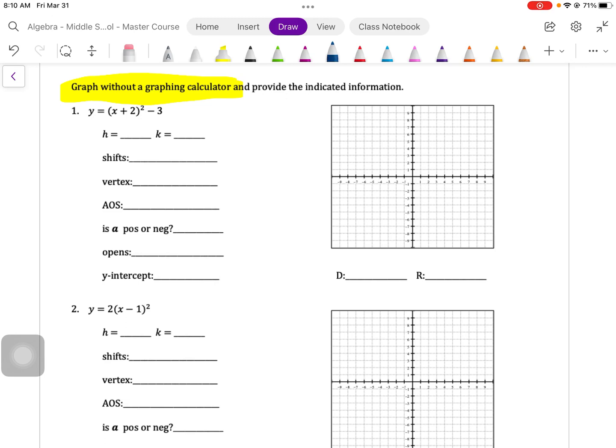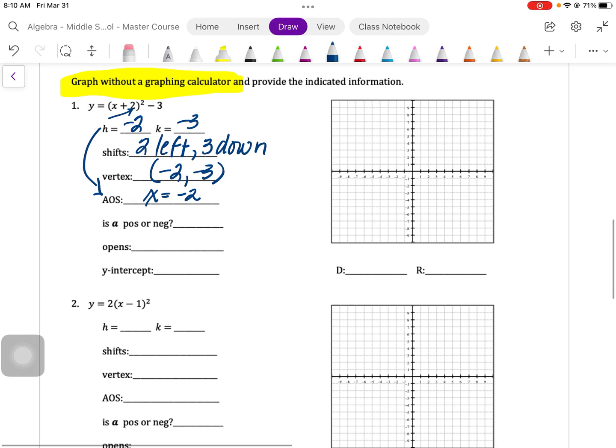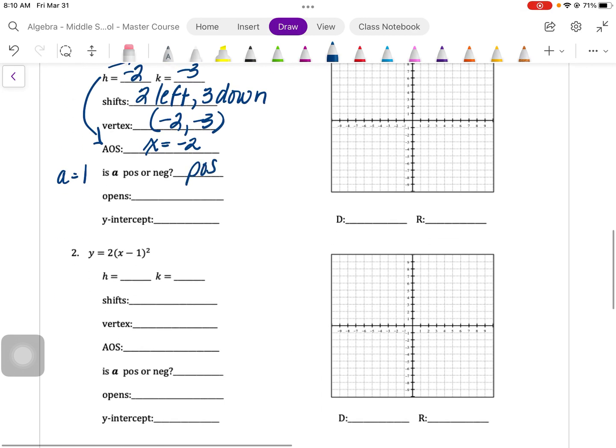I can see that the vertex, or the value of h, sorry, is at -2. Remember, it's the opposite of this value right here, and k is -3. Okay, that means my vertex, I'm just going to skip ahead, is at -2, -3. Okay, and this tells me that my graph is moving 2 units to the left and 3 units down. Okay, my axis of symmetry, again, is that value of h, so it's just x equals -2. The value of a is 1, so it's positive, meaning my graph is going to open up.